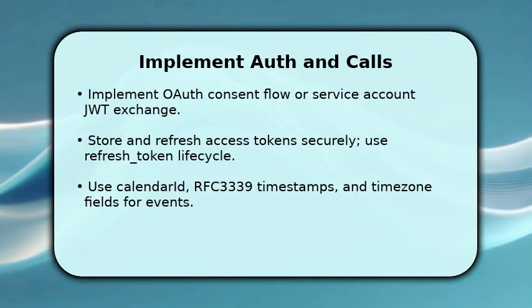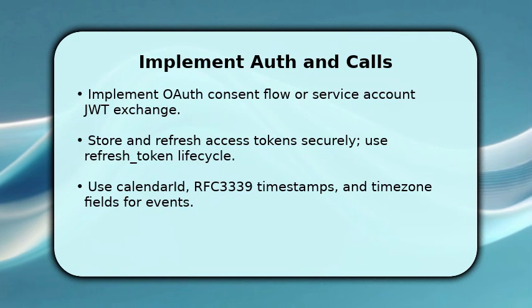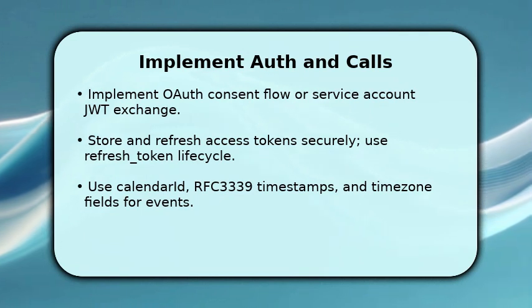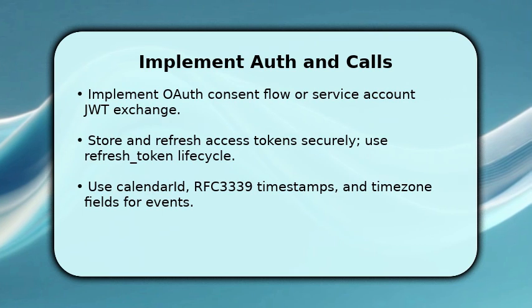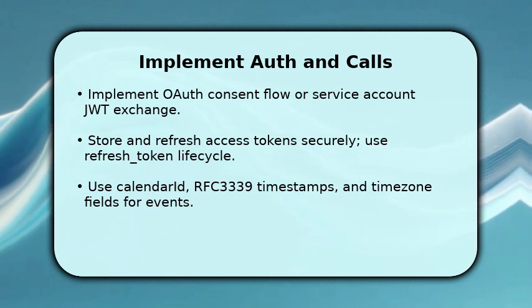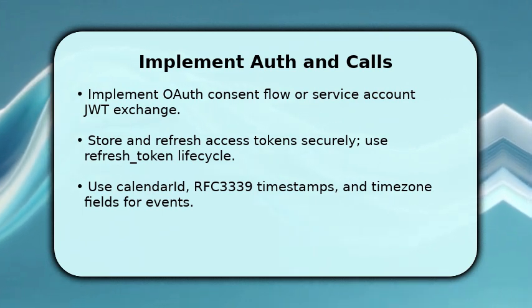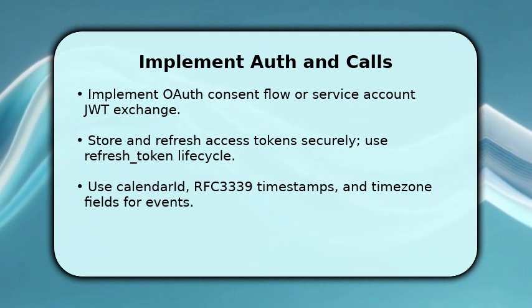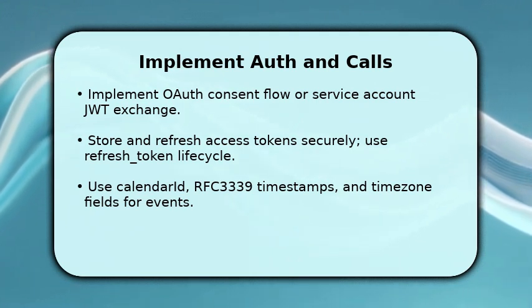You now implement the authentication flow. For user apps, perform the OAuth consent flow to get an access and refresh token. For server-to-server, exchange a service account JWT. Once you have tokens, store them securely and implement automatic refresh to avoid interruptions.